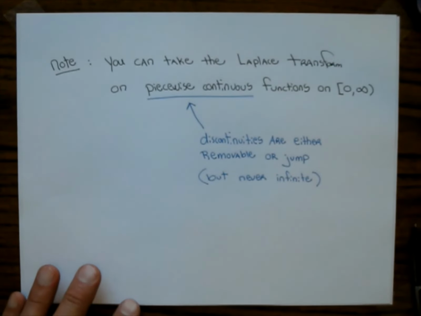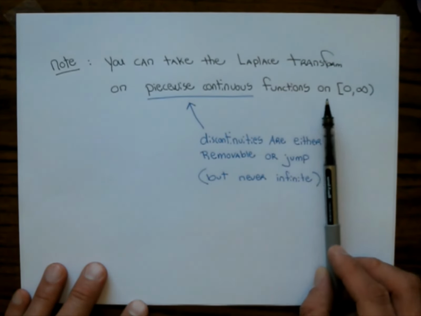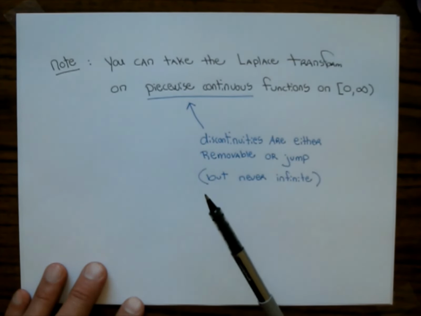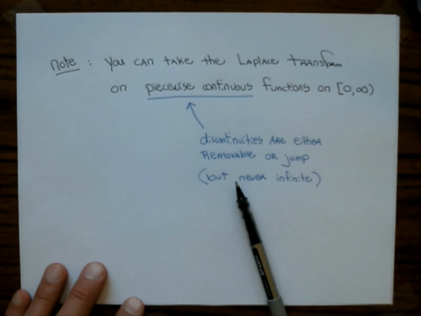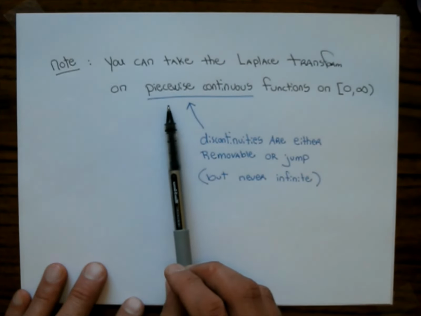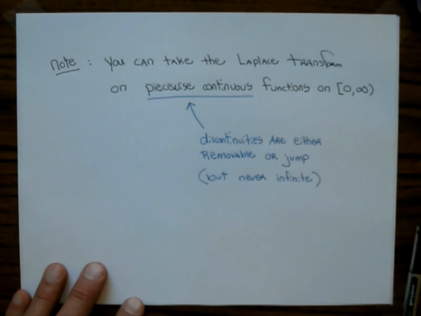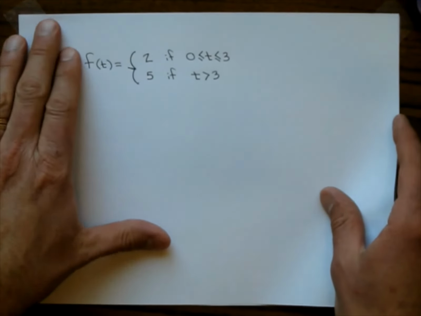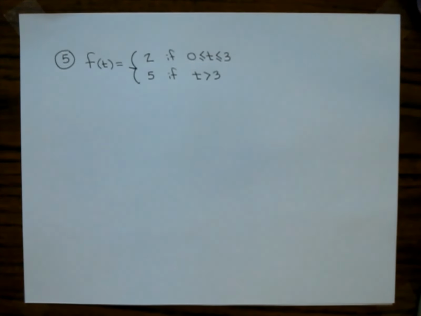You can take the Laplace transform of piecewise continuous functions on 0 to infinity. Now, piecewise continuous, what does that mean? Because I have not defined that. That means if there are discontinuities, they are either removable or jump, but never infinite. And in the real world, there are a lot of problems where the driving function is piecewise continuous. So let's do our last problem. We are going to find the Laplace transform of this piecewise defined function, which happens to be piecewise continuous in the sense that the discontinuity there, I think, is a jump discontinuity.